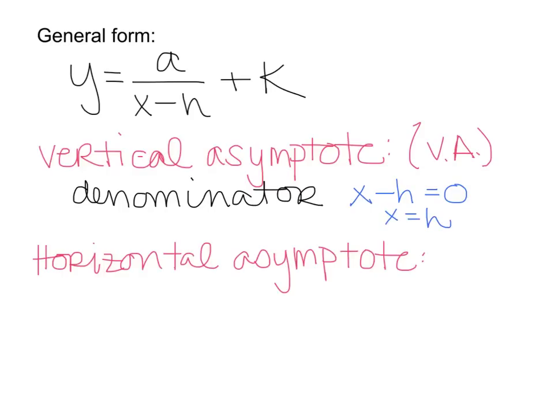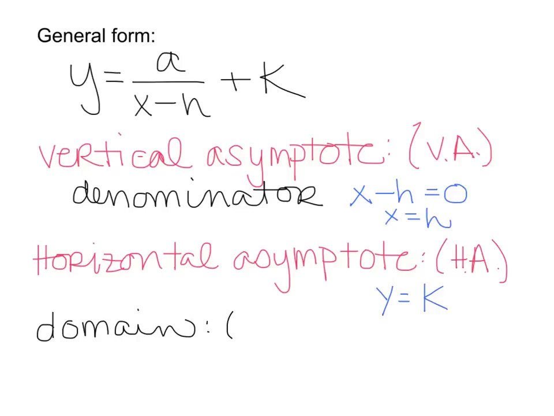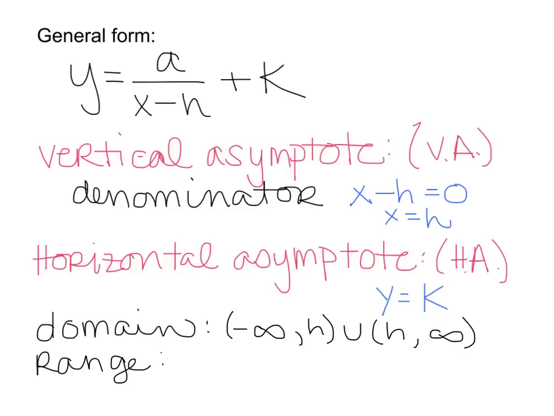These graphs are also going to have horizontal asymptotes, which we consider the HA. And depending on the reciprocal function, the horizontal asymptote could change. So for the time being, it's the number at the end. So our horizontal asymptote is y equals the k that's at the end. Our domain is going to be everything except for my vertical asymptote. So from negative infinity to h, and then from h to infinity. And then your range will be the same thing, only from your horizontal asymptote.